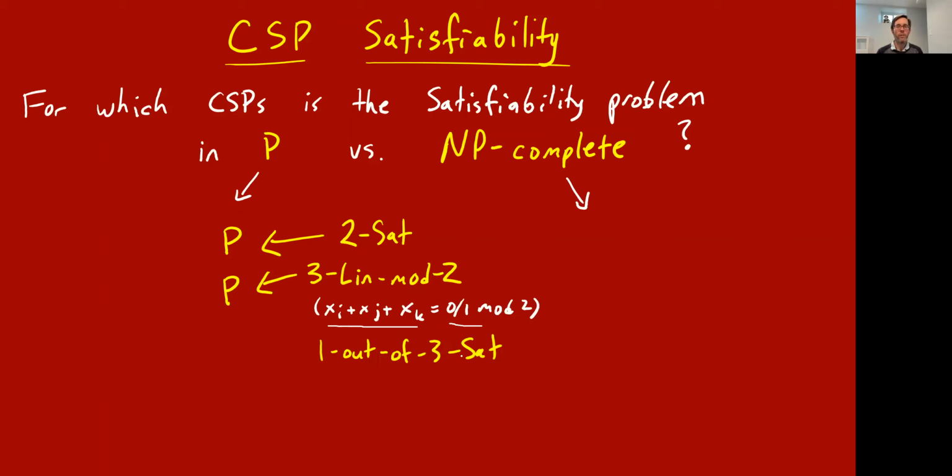What about 1-out-of-3 SAT, where in each clause, instead of trying to get at least one literal true, you're trying to get exactly one literal true? In P or NP complete? Turns out it's NP complete.